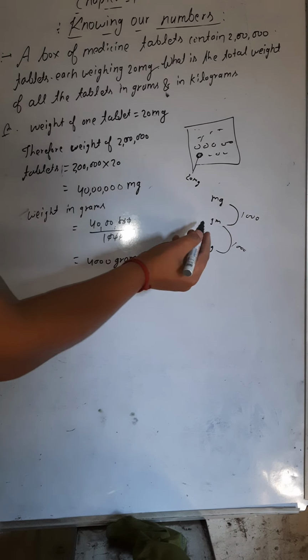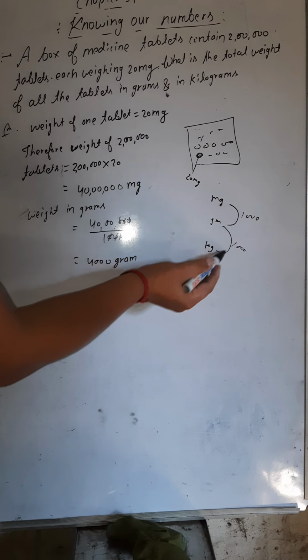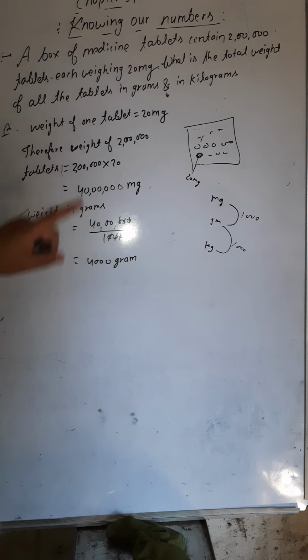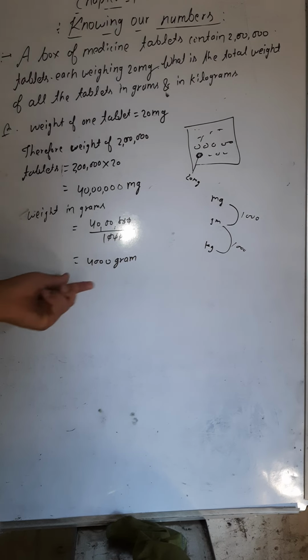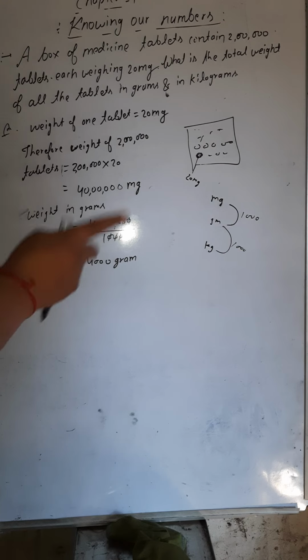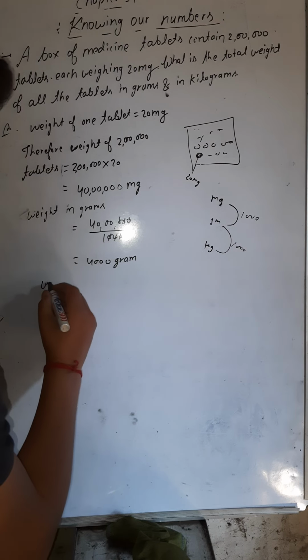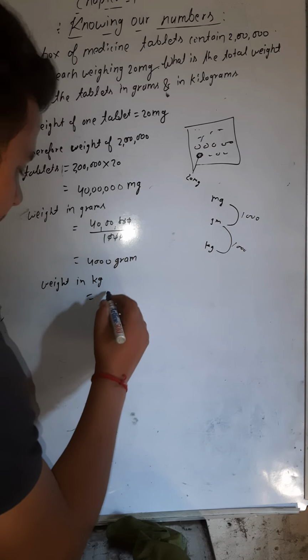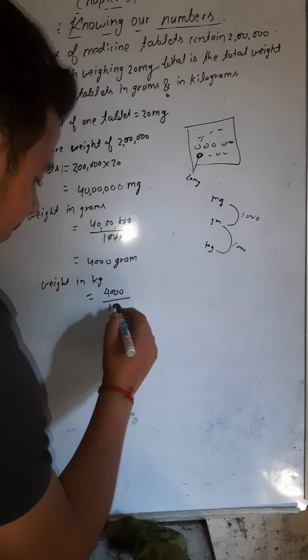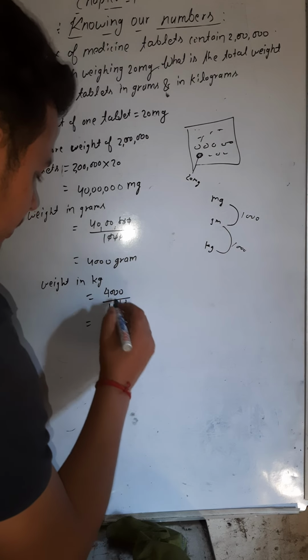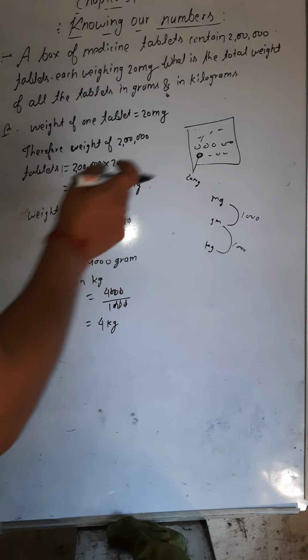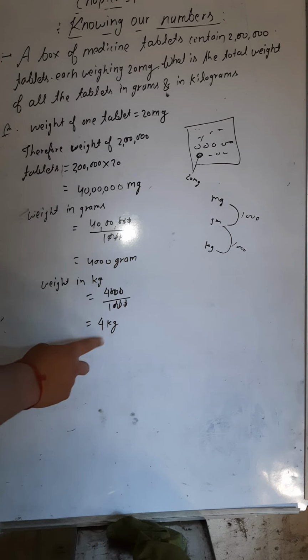Now you have to go from gram to kilogram. Look here, what is the total weight of all the tablets in grams and in kilograms? Now you have to convert this gram into kilogram. So again you are going to divide this by 1000. Here you will write weight in kilogram. It will be 4000 divided by 1000. So how much will it come? 3 zeros will be cancelled. So the answer will be 4 kilogram. So the total weight of the box in kilogram will be 4 kilogram.